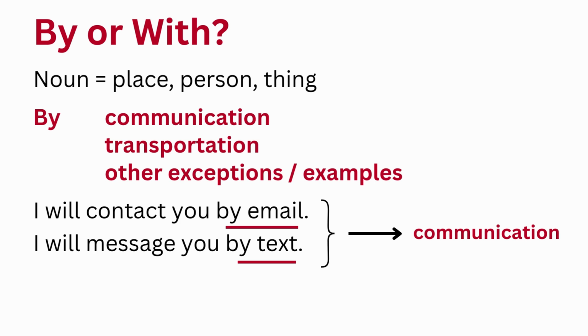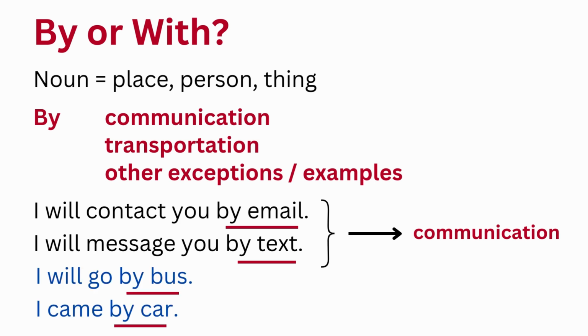Then we use "by" for transportation when we are talking about nouns. So what are some examples of nouns for transportation? We have buses, subways, bikes, boats, airplanes, ferries, motorcycles, taxis, Ubers. These are all forms of transportation, and they are all nouns. So we can use "by" when we are talking about these nouns. I will go by bus. I came by car.